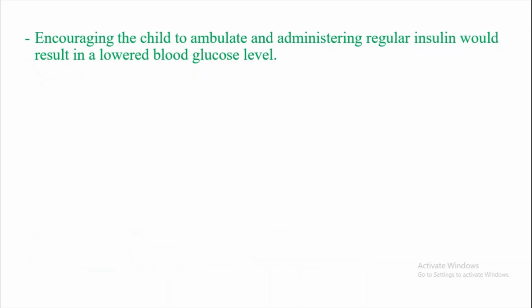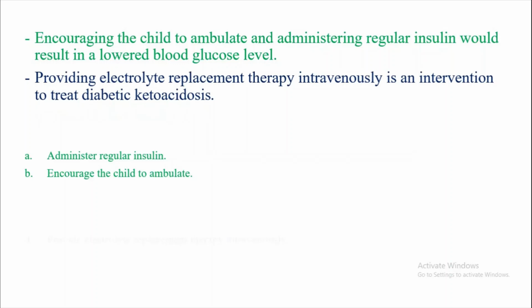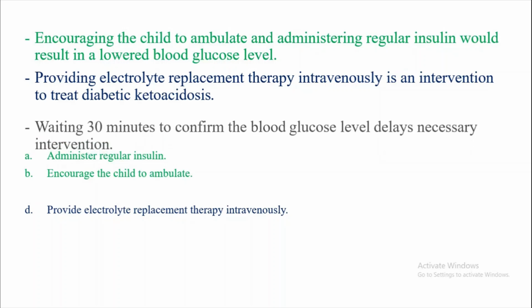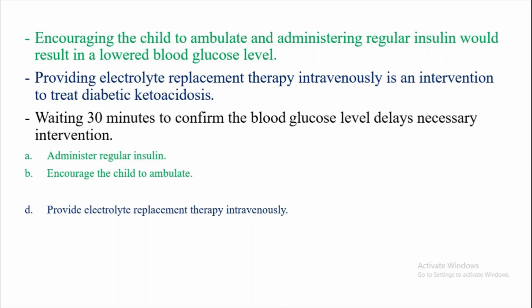Encouraging the child to ambulate and administering regular insulin will result in lowered blood glucose level. And providing electrolyte replacement therapy intravenously is an intervention to treat diabetic ketoacidosis. And waiting for 30 minutes to confirm the blood glucose level delays necessary intervention. So the correct options are option number C and F.